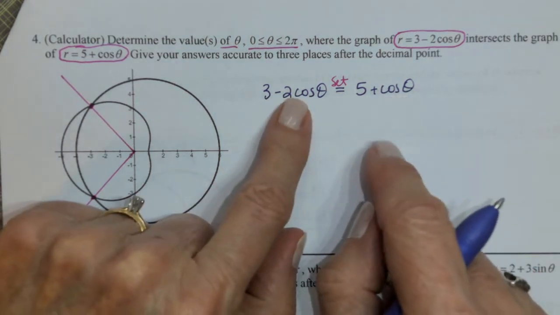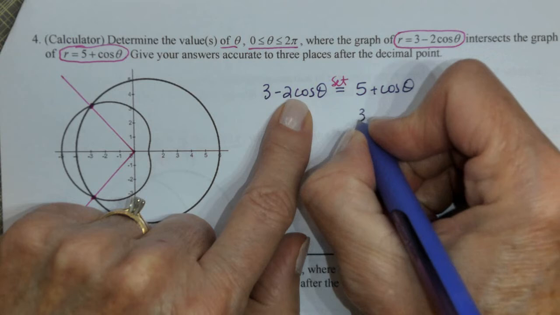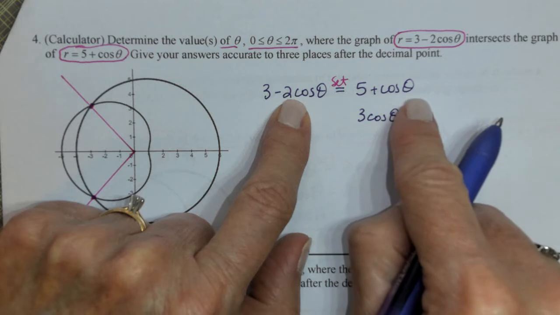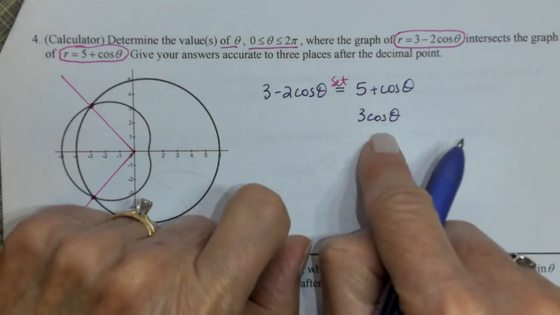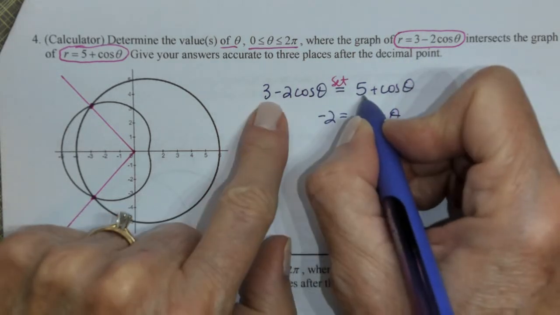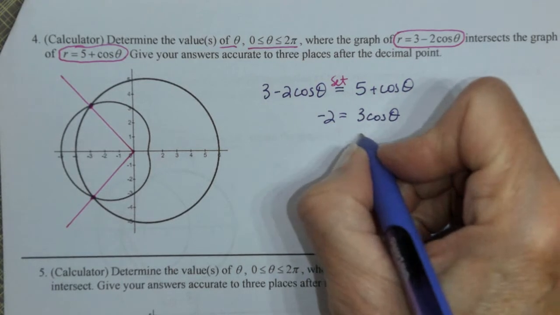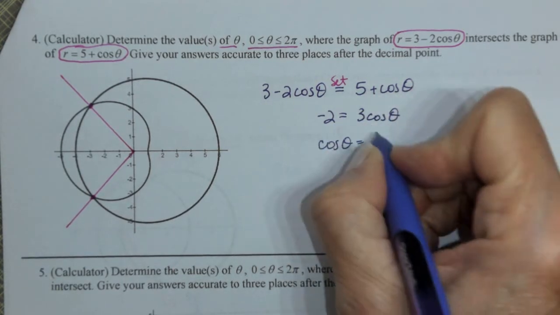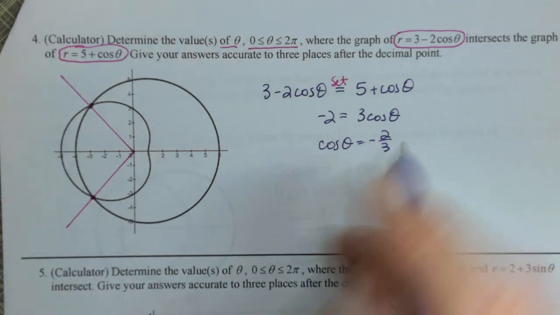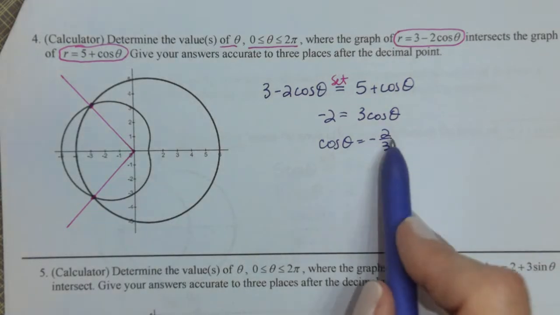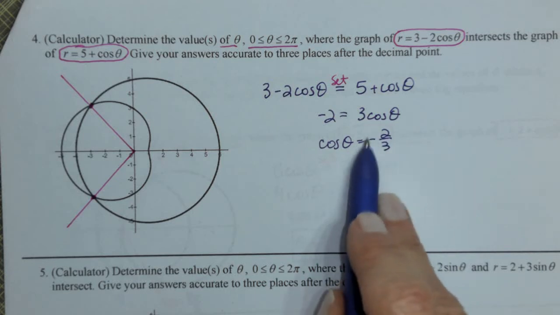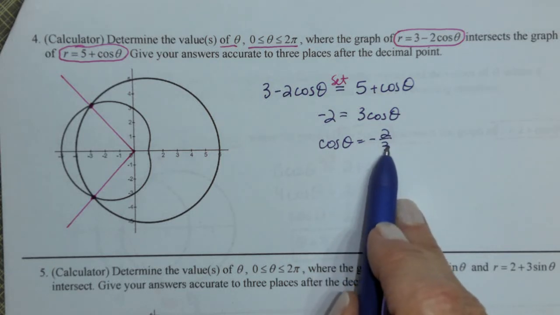So I think I'm going to add 2 cosine theta to both sides. That will make me have a 3 cosine theta over here. And I'm going to subtract 5 over. That'll make me have a negative 2 over there, right? And then I have cosine theta, if I divide both sides by 3, is negative 2/3. Well, now I know why I need a calculator. I need a calculator because I don't have a reference angle. I don't know the reference angle that makes cosine 2/3, right?